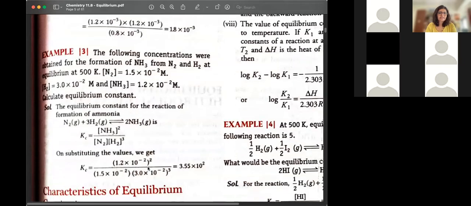Yes, I did, ma'am. Spotted. Okay, I forgot the coefficient. There you go. So once you have this, after that, it's just the calculation. So 3.5 into 10 square is what you have to get. I got the same, just one exponent bigger. So it's the same thing.